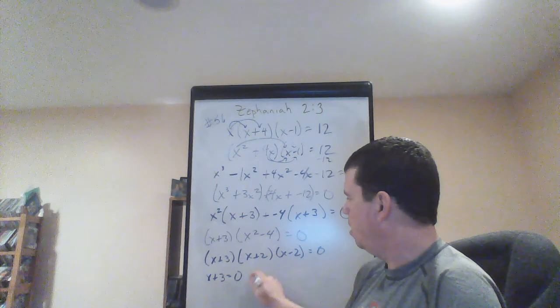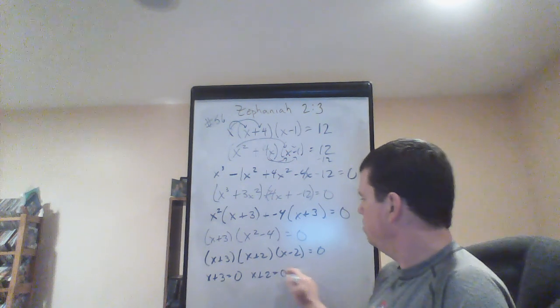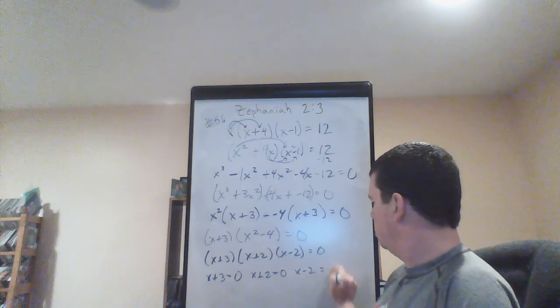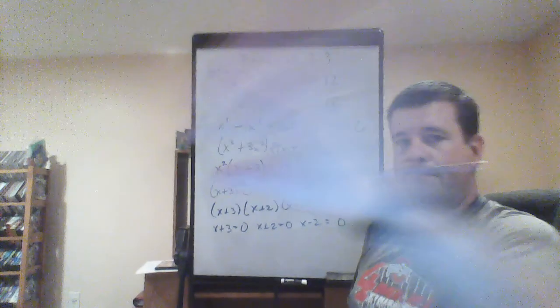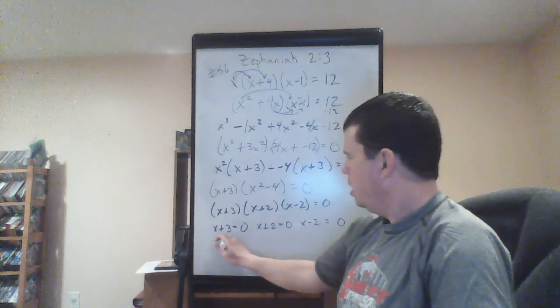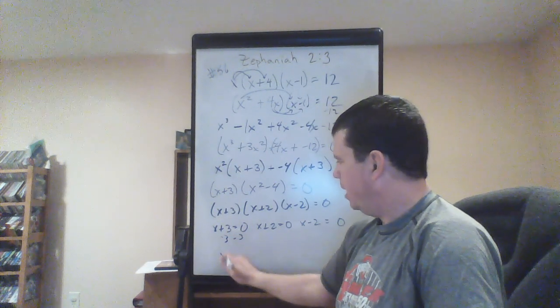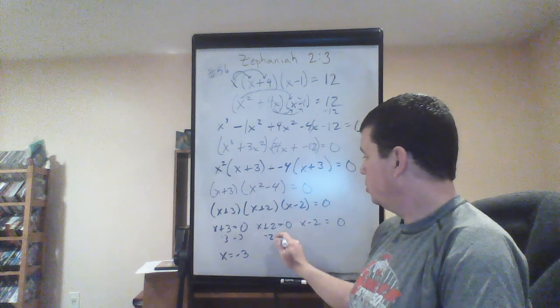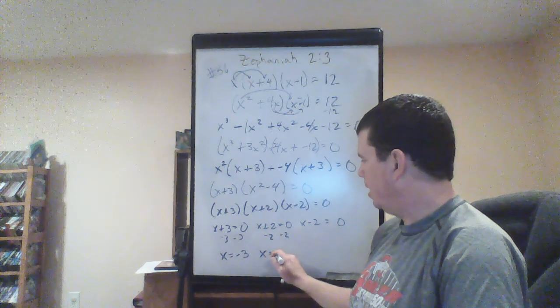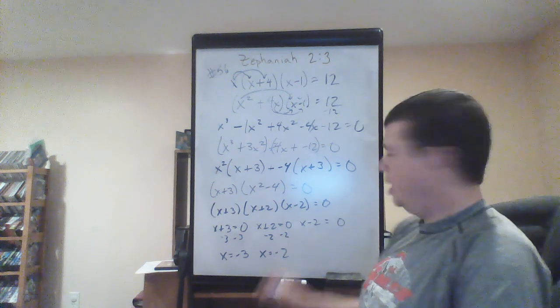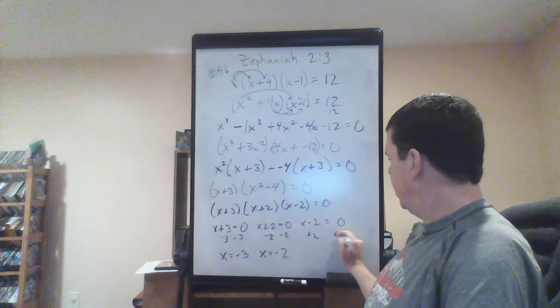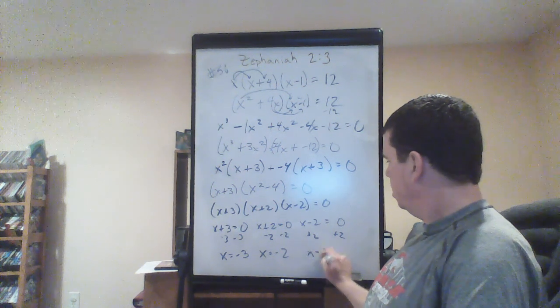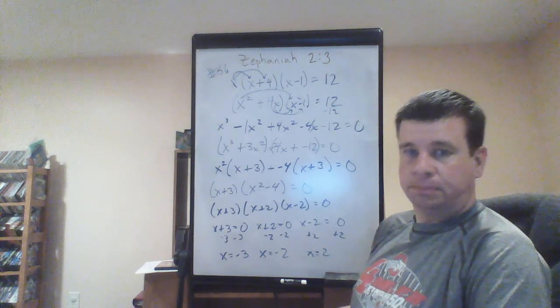I can say, well, x plus 3 could be 0. x plus 2 could be 0. Or x minus 2 could be 0. And now I just solve each of these. Subtract 3 on both sides. That gives me x equals negative 3. Subtract 2 on both sides. This gives me x equals negative 2. And then add 2 on both sides. This gives me x equals 2.